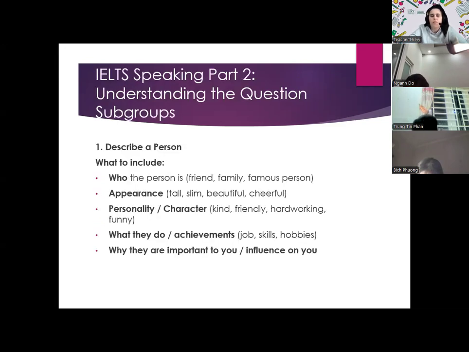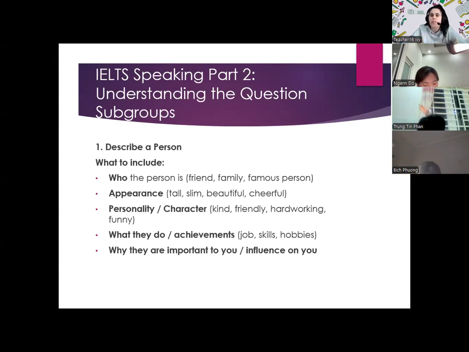So this is the first one. Describe a person. These are the sort of things you would need to include. Your question won't be like "describe a person". I will show you an example of a question.